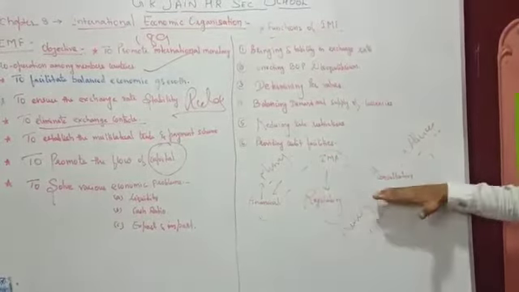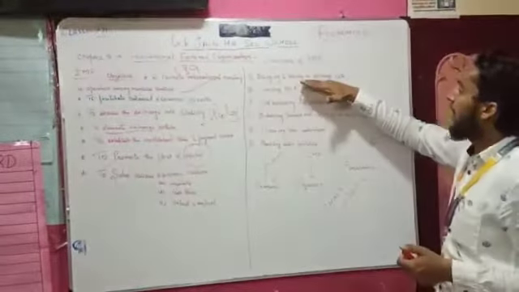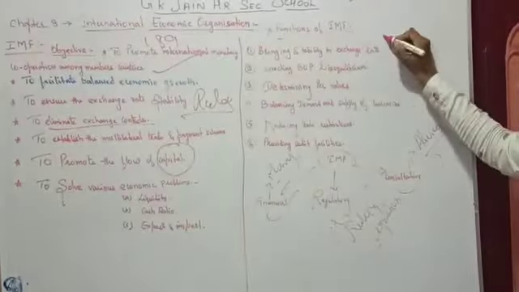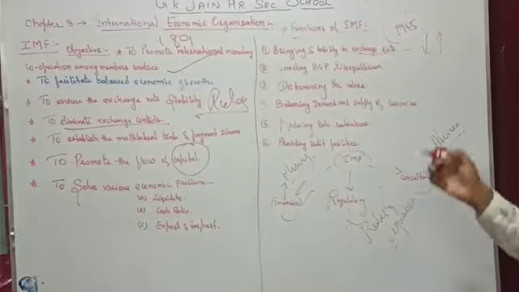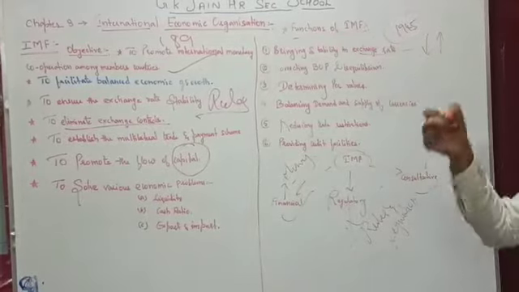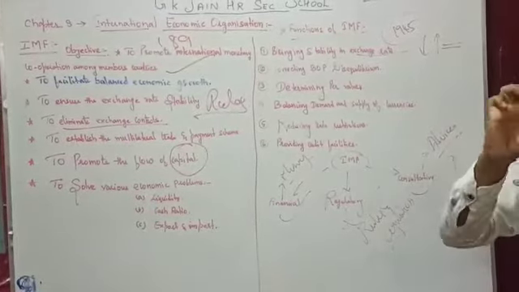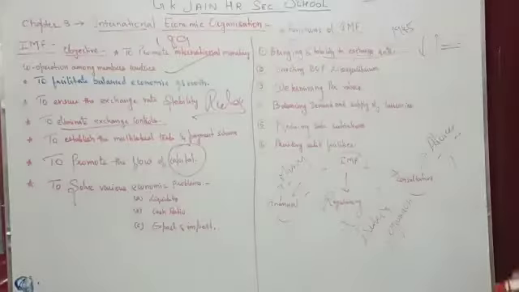Apart from this, we have these 6 functions which play an important role in the IMF. What are they? Bringing stability in the exchange rate. As I told you, before 1945, at the time of the Second World War and the earlier period, what happened? The exchange rate was not stable. Sometimes it goes up, sometimes it comes down. But when the IMF came, the first thing they did was bring the equality. Equality in what? In the exchange rate. Stability in the exchange rate was brought by the IMF.